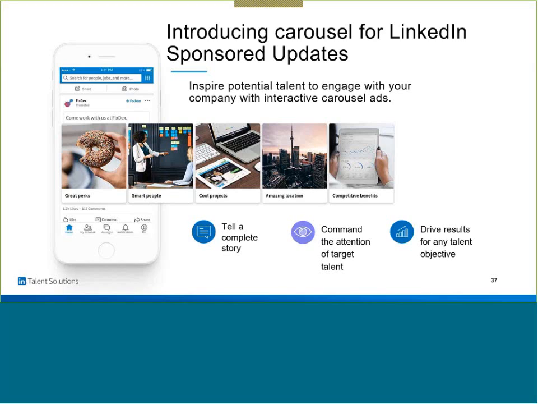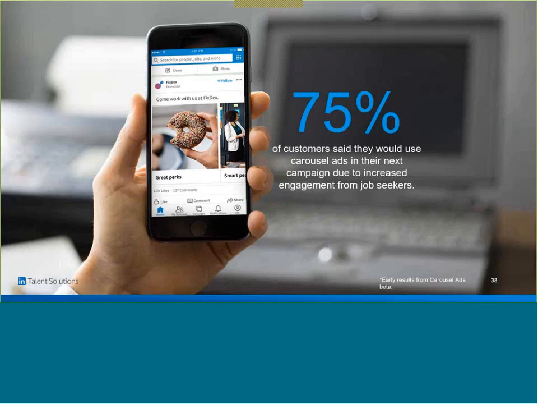And what we're seeing is that TA teams and TA leaders are really using this new format for a number of different objectives. I suppose a couple of examples would be showcasing company culture, sharing insights, celebrating diversity, highlighting open job opportunities. And so what's the result of this? These ads are highly engaging, and 75% of customers that participated in our beta testing said that they would use Carousel over the static sponsored updates due to the increased engagement from job seekers.